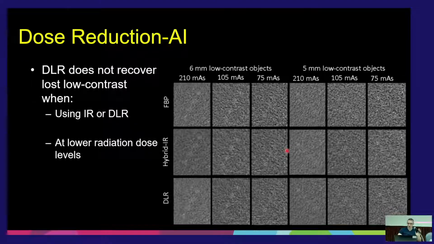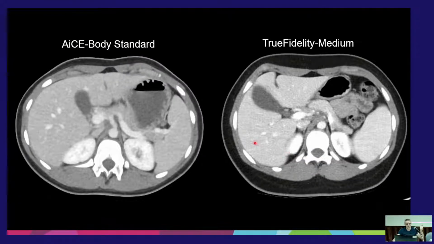Lower doses are great because we're reducing the dose to our patient, and the iterative reconstruction and the deep learning algorithms do a great job at really cleaning up the variability. But if you have really small, subtle, low contrast objects, if that's the detection task you're faced with, our radiologists still need photons on those detectors.